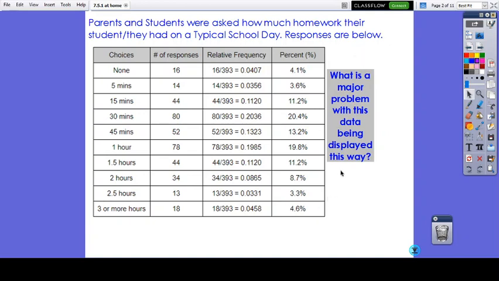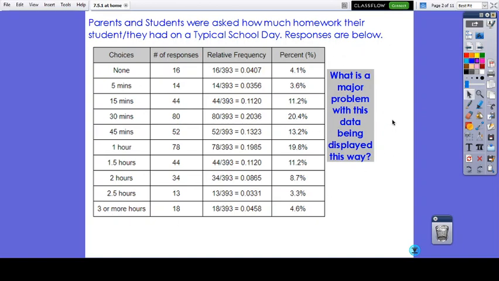Now there's a major problem with this data. And it's really what it's saying right here: you've got to look at the question and then you've got to really read into this. This said parents and students were asked how much homework their student or they had in a typical school day. Notice that none of this is broken down by parents and students.